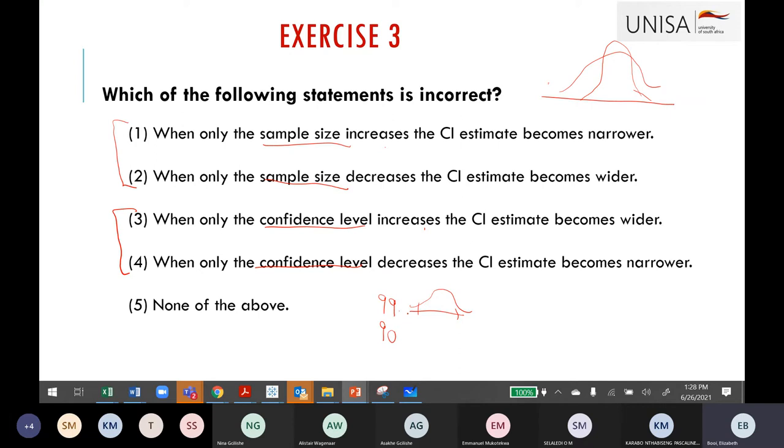So if this is -3 and this is positive 10, then for a decrease, it says it's narrower. So for the decrease, this will be 8 and this will be -1. The bigger the confidence level, the wider the confidence interval. The smaller the confidence level, the smaller the confidence interval. So let's go and test that assumption.